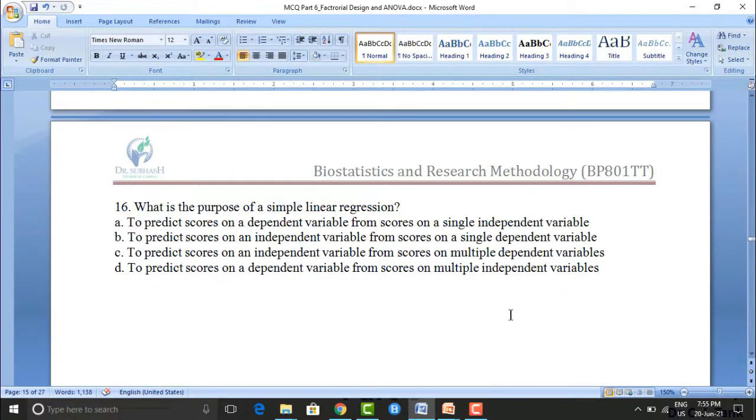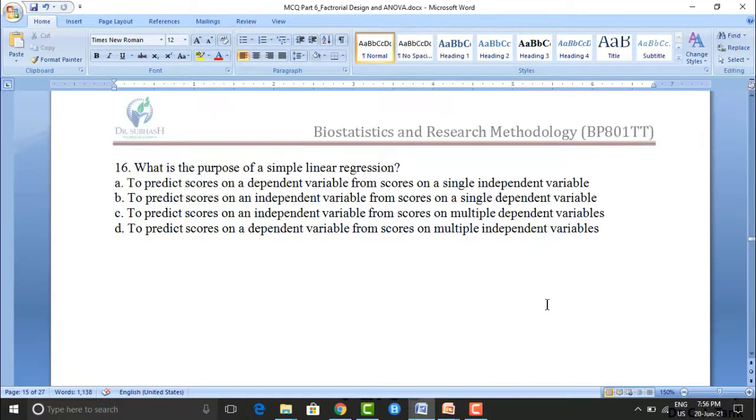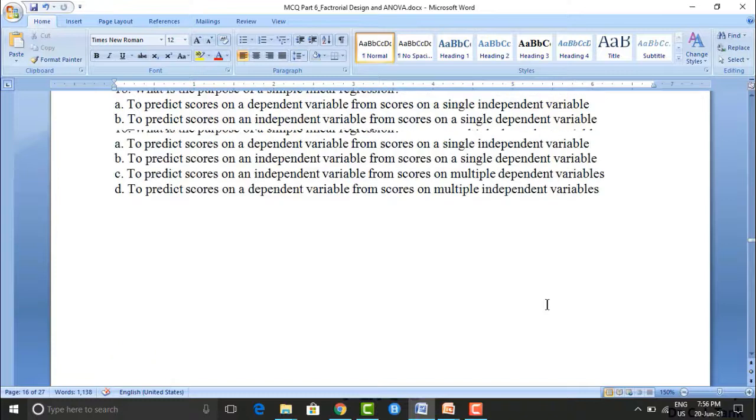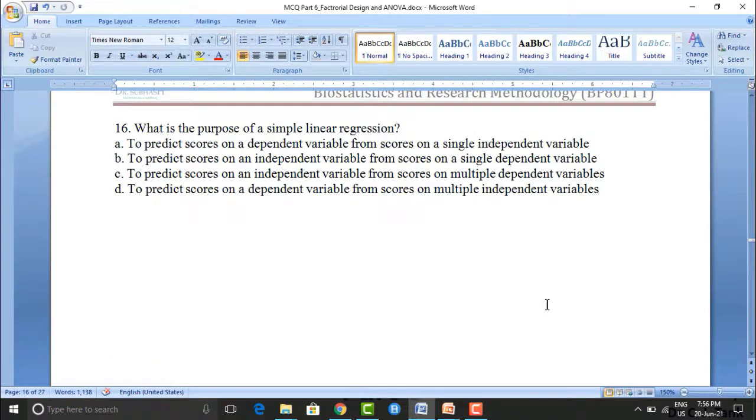What is the purpose of a simple linear regression? Option A, to predict score on a dependent variable from score on a single independent variable. Option B, to predict scores on an independent variable from scores on a single dependent variable. Option C, to predict scores on an independent variable from scores on multiple dependent variables. Option D, to predict score on a dependent variable from scores on multiple independent variables. Correct answer for this question is answer A, to predict score on a dependent variable from score on a single independent variable. The next question.